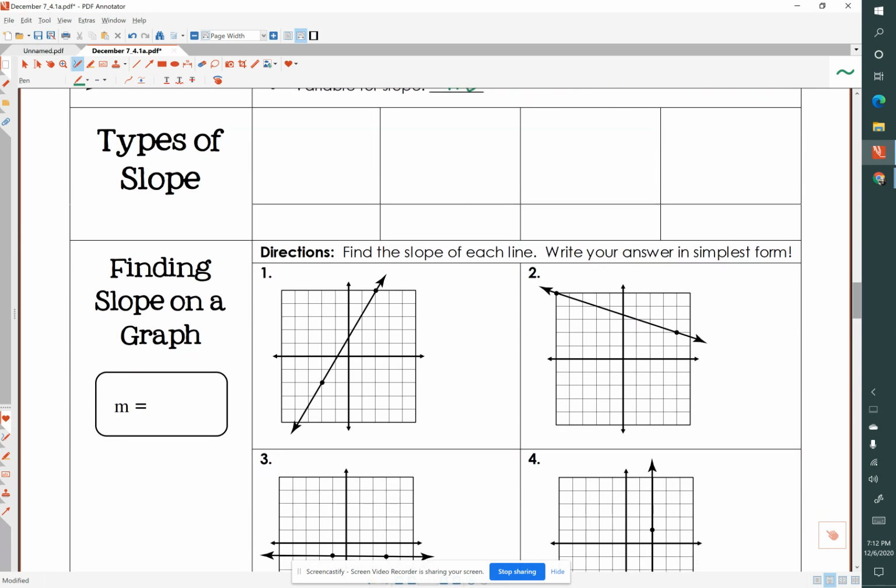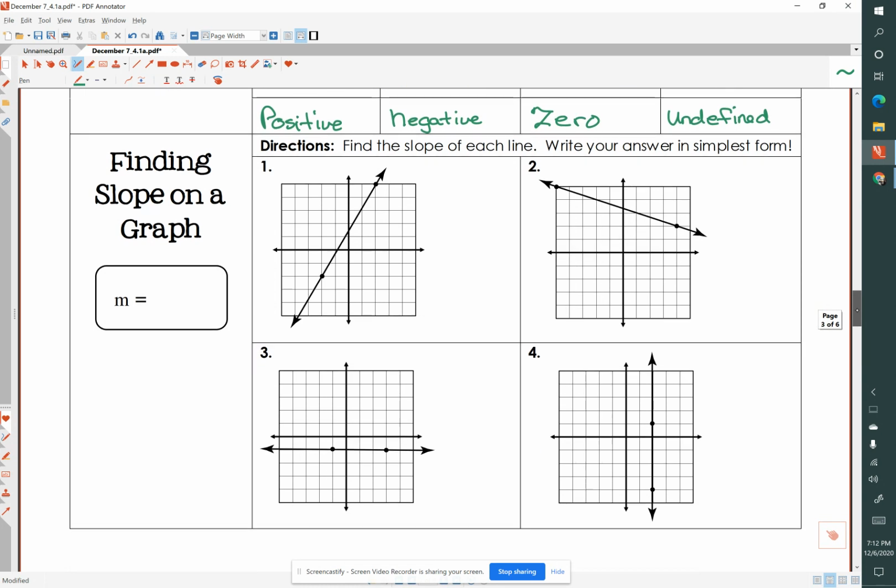Now, slope can be positive, as if we're hiking up a mountain. Slope can be negative, like you're on a sled going down a hill, getting ready to crash into a tree. That's how we remember it. That's how I remember it. Slope can be 0, and that would be horizontal slope. And slope can be undefined, and that would be a vertical line.